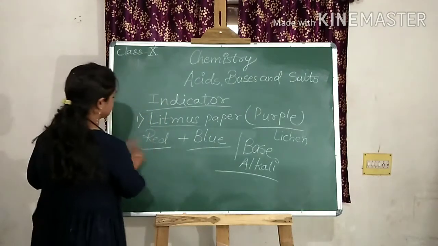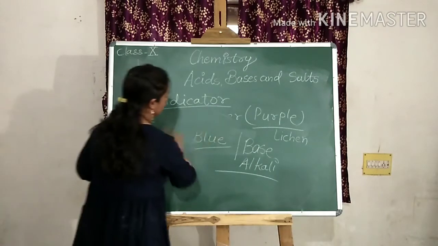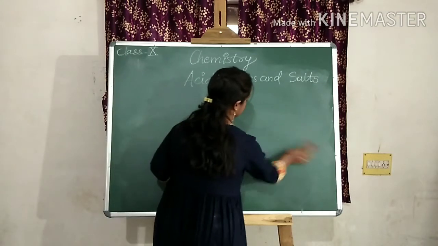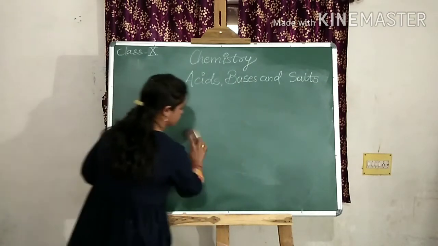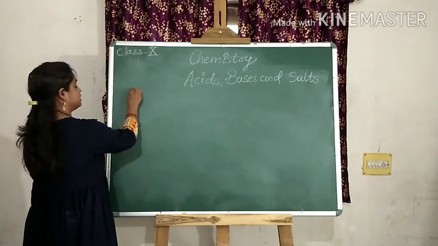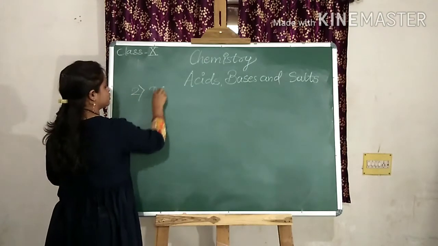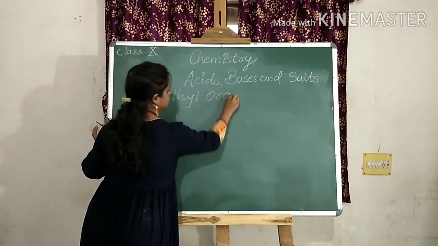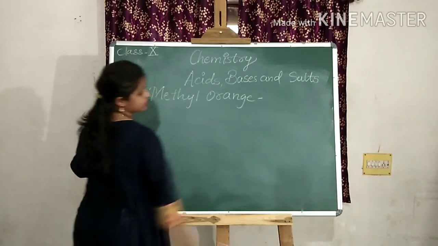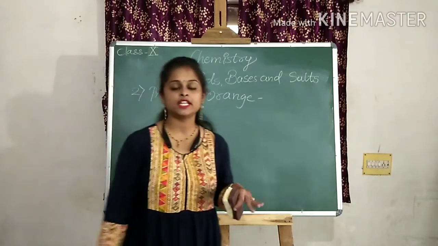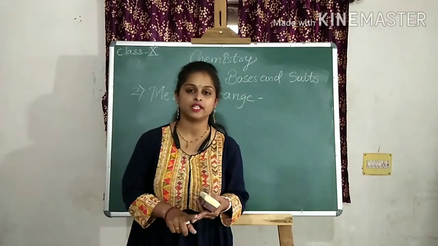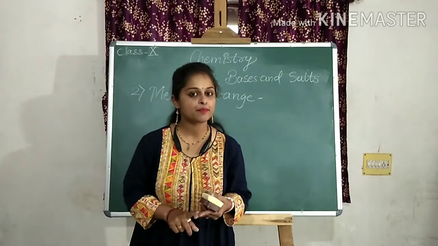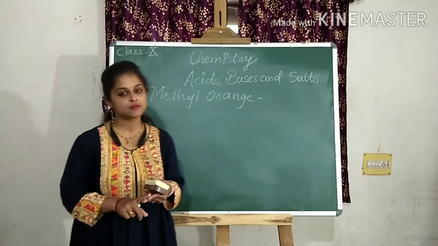Now have a look at methyl orange. Have you understood about litmus? It shows the acid and base test. The second indicator we use is methyl orange. Note this one thing: litmus is a natural indicator, and methyl orange and phenolphthalein are synthetic indicators, or man-made indicators, prepared by human beings.